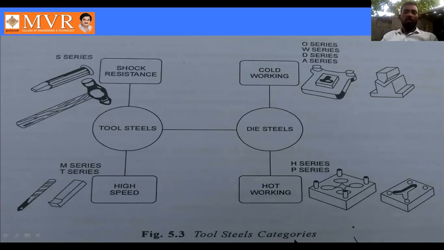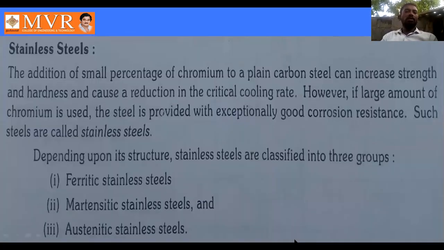So that is the topic. Next, our topic is stainless steels. The addition of a small percentage of chromium to a plain carbon steel can increase strength and hardness.